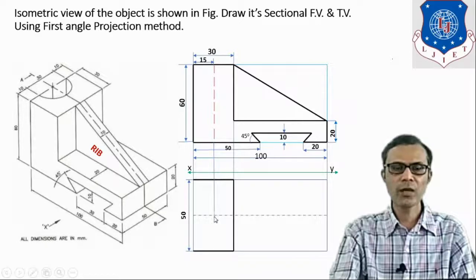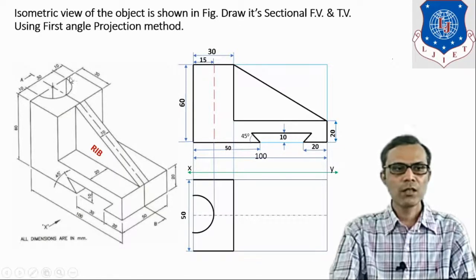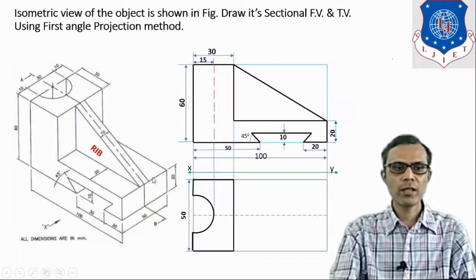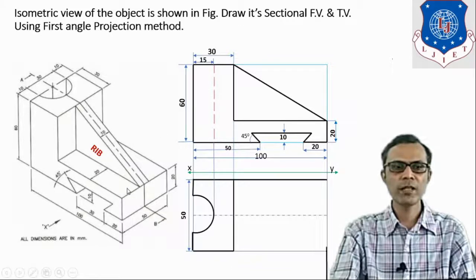So it is the center point. To draw a semicircle, keep this point as center, take radius 15 mm and draw a semicircle. This edge and this edge both are visible from top view. So complete both of the edges. It is a rectangular base plate. Complete that rectangular base plate.